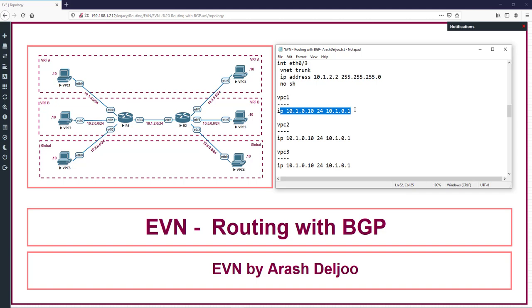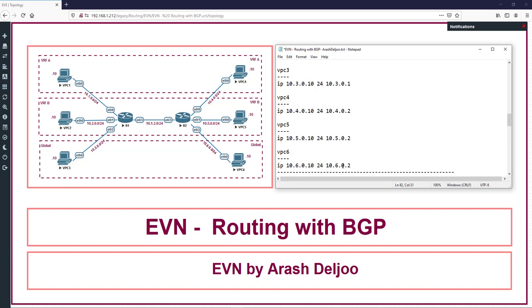10.1.0.10/24 with the gateway of 10.1.0.1. The IP address of VPC2 is 10.2.0.10 with the gateway of 10.2.0.1. The IP address of VPC3 is 10.3.0.10 with the gateway of 10.3.0.1. After that, VPC4's IP address is 10.4.0.10 with the gateway of 10.4.0.2. The IP address of VPC5 is 10.5.0.10 with the gateway of 10.5.0.2. And finally, the IP address of VPC6 is 10.6.0.10 with the gateway of 10.6.0.2.